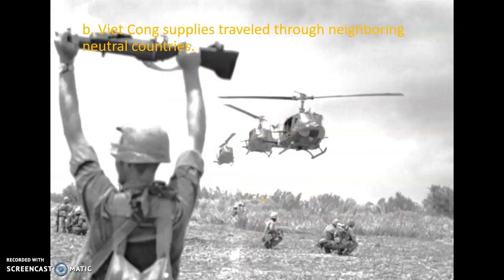Another reason why this war was so difficult was the Viet Cong supplies traveled through neighboring neutral countries, such as the Ho Chi Minh Trail. The Ho Chi Minh Trail crossed through neutral Laos and Cambodia. If you're still looking at the map on 557, you can see the red arrow signifying the Ho Chi Minh Trail. Such supply lines would be impossible to cut without attacking those nations, and the American political leaders were hesitant to do so. After all, that would expand the war beyond Vietnam.